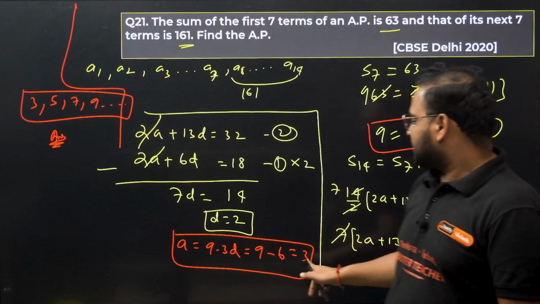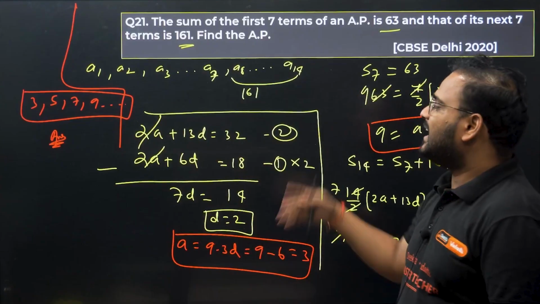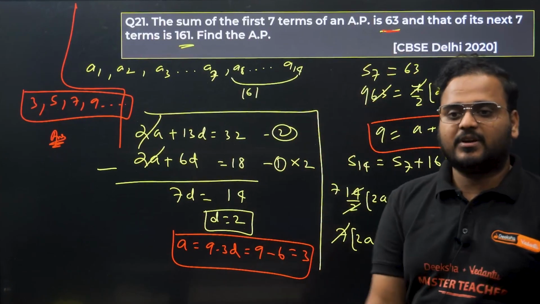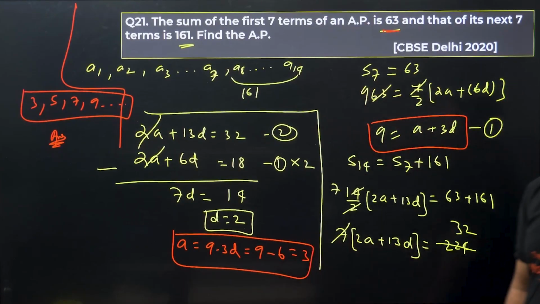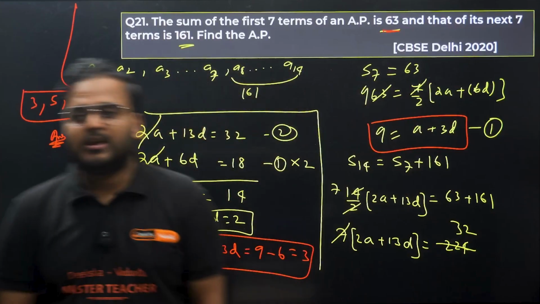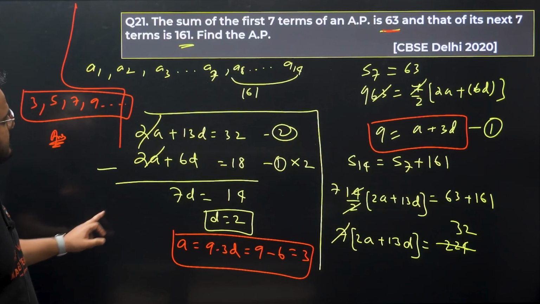Your AP is 3, 5, 7, 9 and so on. Okay. The first term is 3 over here, the common difference is 2, 3 plus 2 is 5, 5 plus 2 is 7, plus 2 is 9, 11 and so on. Cross check, you'll get the answer as 63 for the first 7 terms if you want to verify once. Have a look. Please check. Clear? All this is clear. Okay. Question number 21 is done. Simple problem. You just have to use the formula twice.